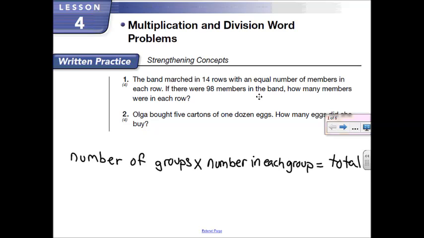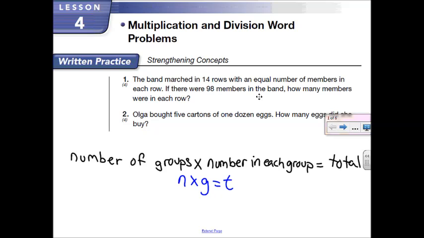So we have the number of groups times the number in each group equals the total, and the way that the book abbreviated that is N times G equals T. So that's something handy maybe to put at the top of each page as we go through it so that you can refer back to it.